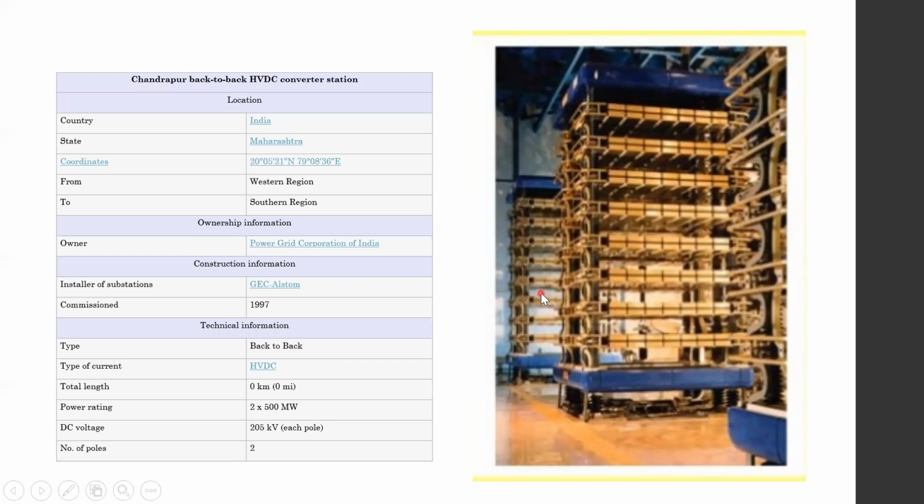This picture shows the power station at Chandrapur. It is owned by Power Grid Corporation of India and the installer for the substation is GEC Alstom. It was commissioned in 1997 with a power capacity of 500 megawatts at a DC voltage of 205 kilovolt at each pole.